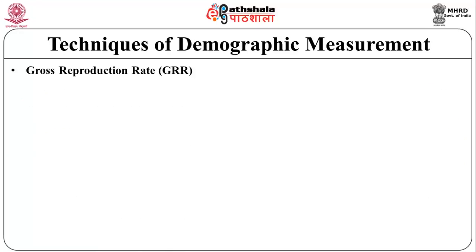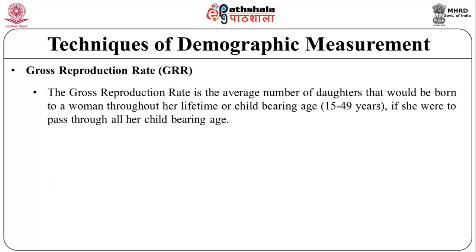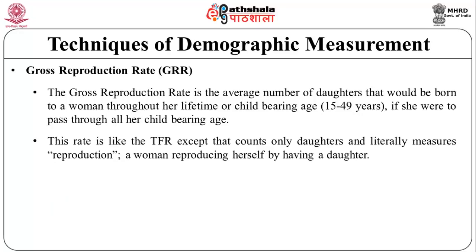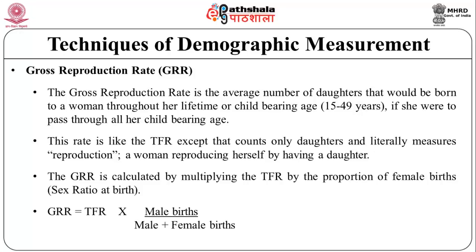Now next is gross reproduction rate, GRR. The gross reproduction rate is the average number of daughters that would be born to a woman throughout her lifetime or childbearing age, which is 15 to 49 years, if she were to pass through all her childbearing age. This rate is like TFR, except that it counts only daughters and literally measures reproduction, a woman reproducing herself by having a daughter. Now the formula for GRR is given on the screen.